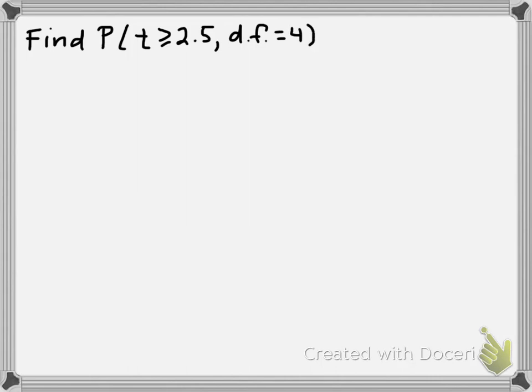Hello, today I'd like to start talking about trying to use a t-table instead of a z-table, or what we call a standard normal table. So today we're going to try to find the probability that t is greater than 2.5 with a degree of freedom of 4.